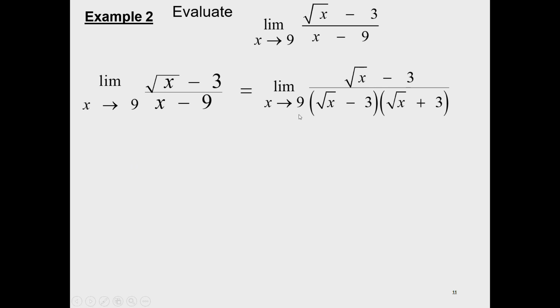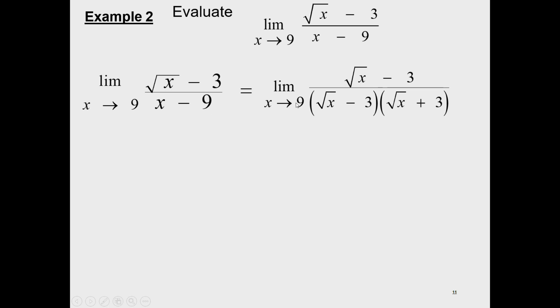I'll get root of x squared, and root of x squared is basically x. And when I expand this, this will be 3 root of x. When I expand this one, I'll get minus 3 root of x. And when I expand -3 and this one, I'll get -9. So you can see that 3 root of x and minus 3 root of x will cancel out here. If you want, you can expand root of x minus 3 times root of x plus 3, and after simplifying you will come back to x minus 9.